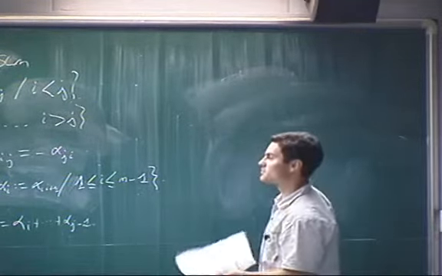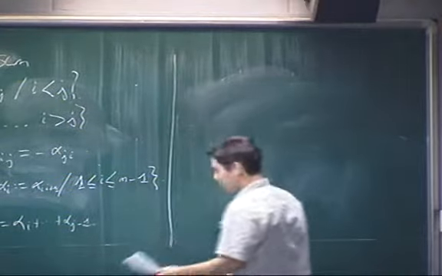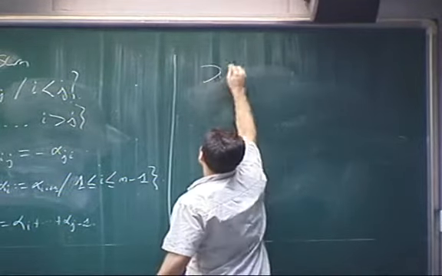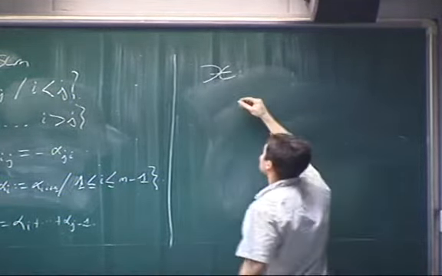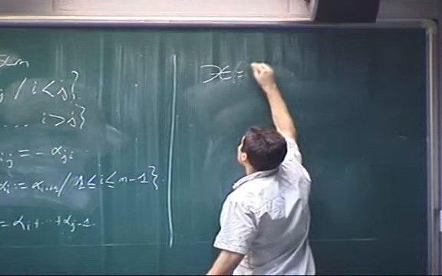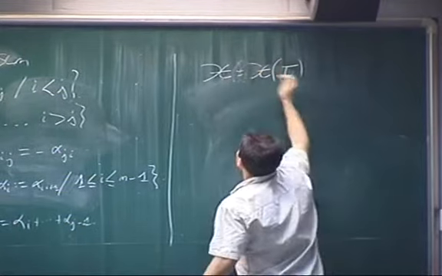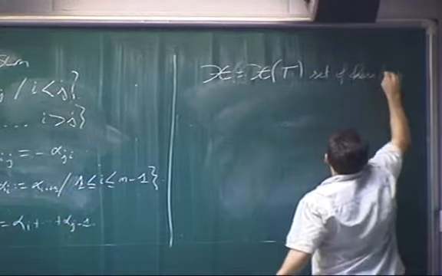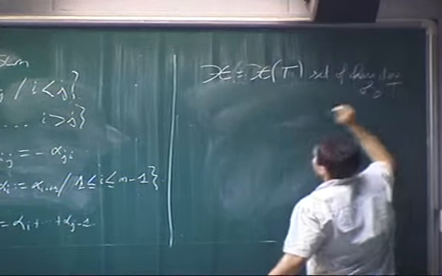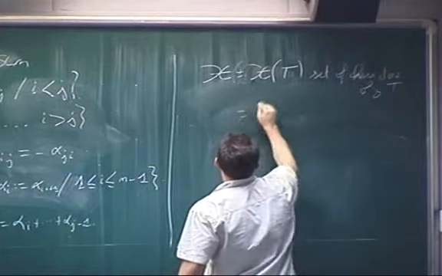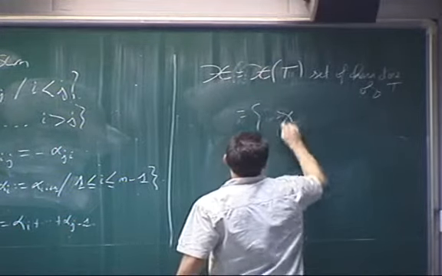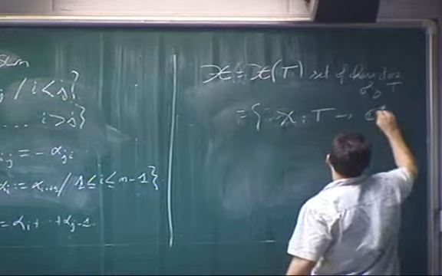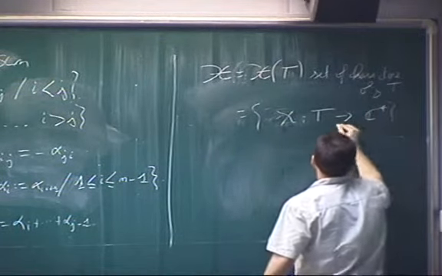Okay, so now I have to introduce more combinatorics. I look at big chi of T, the set of characters of T. It means the set of algebraic group morphisms from T to C star.